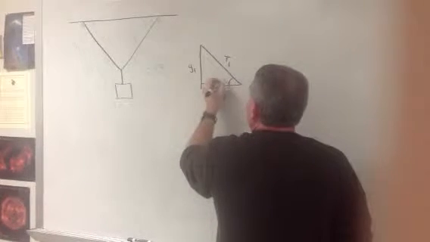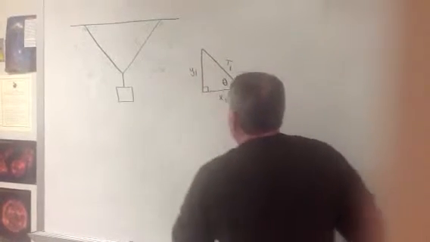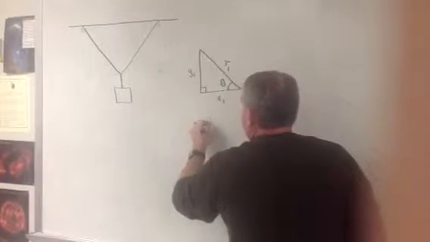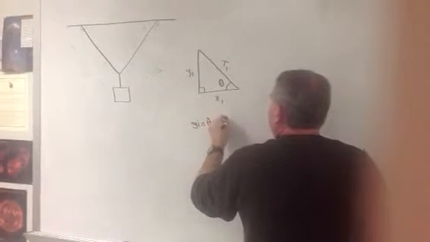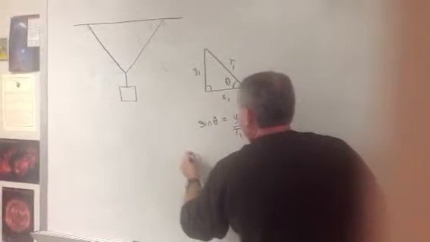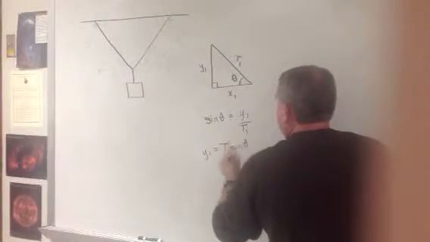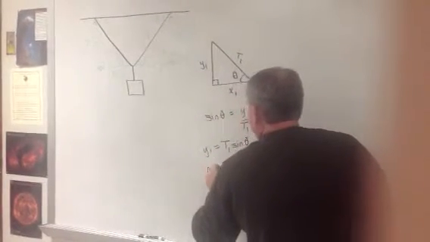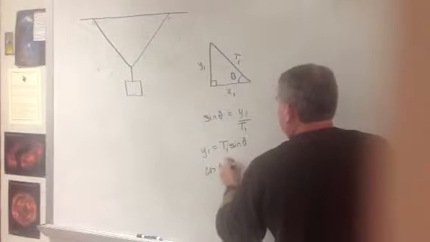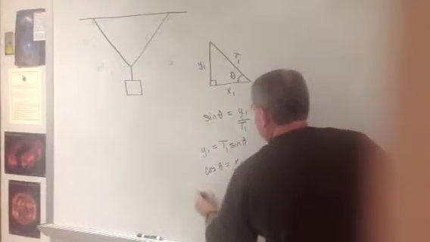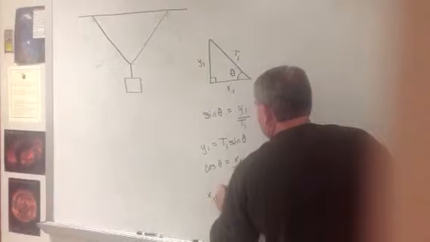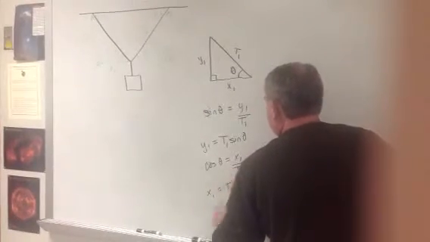It's a 90-degree angle, and that is our angle theta. Sine theta is equal to y1 over T1. That means that y1 is equal to T1 sine theta. Cosine theta is equal to x1 over T1. So x1 equals T1 cosine theta.